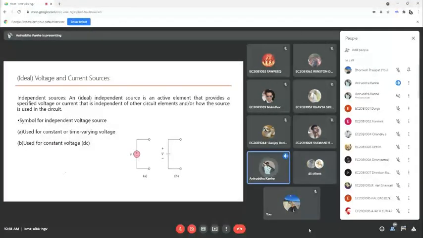Now coming to what an ideal current or voltage source is. In that also we have two divisions: the independent source and the dependent source. Let us see what exactly the independent source is. An ideal independent source is an active element that provides a specified voltage or current that is independent of the rest of the circuit it is connected to.